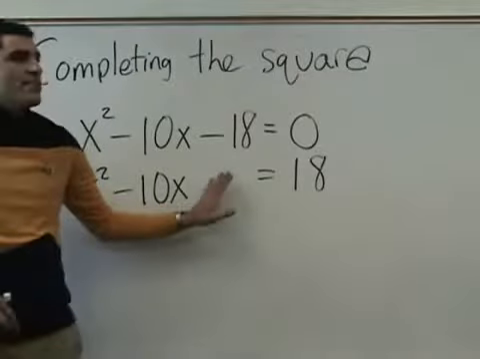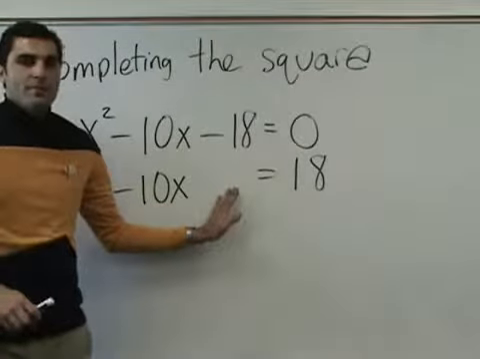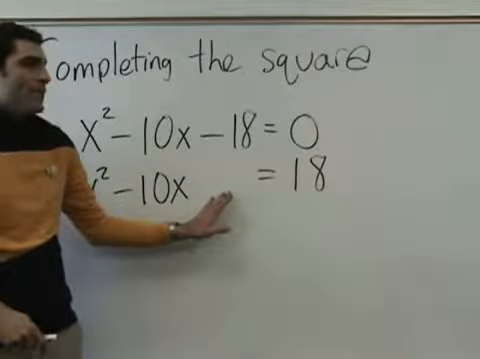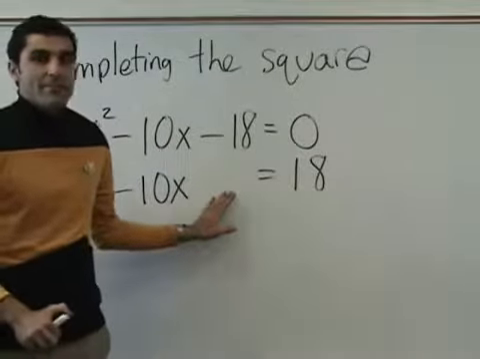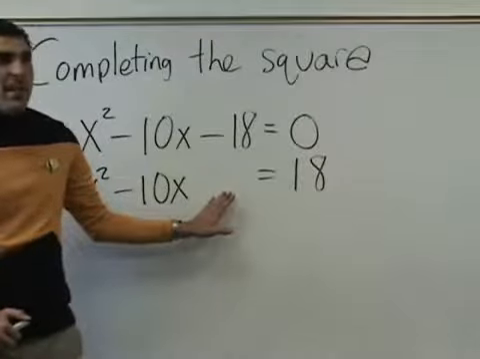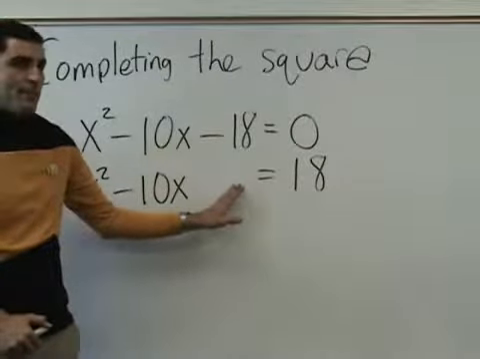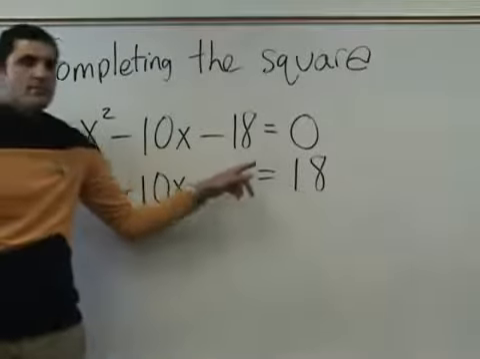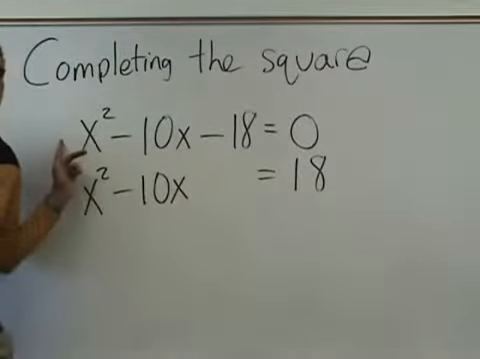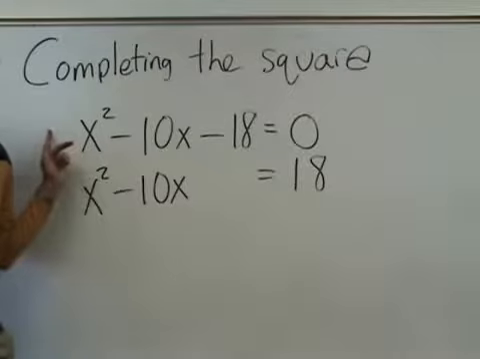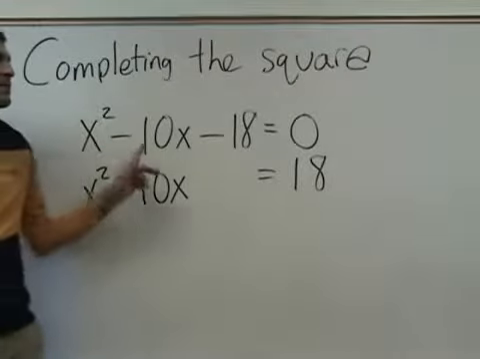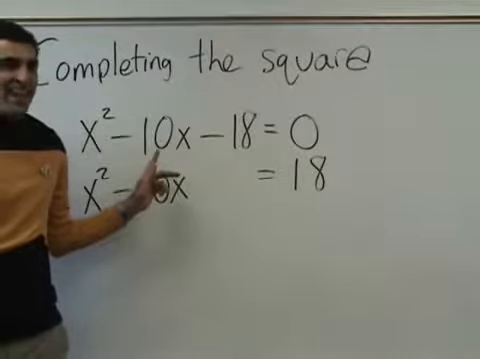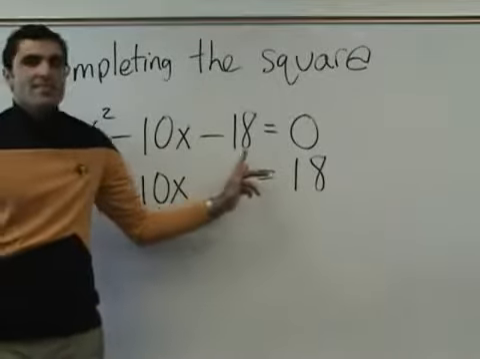Now, this number remains open. We need to find this magical number. What must this number be so that it can be factored? And I'm going to tell you how to find this number. Remember we talked about A, B, and C, right? What's A in this case? The number in front of X squared. 1. What's B? Negative 10. And what's C? Negative 18.